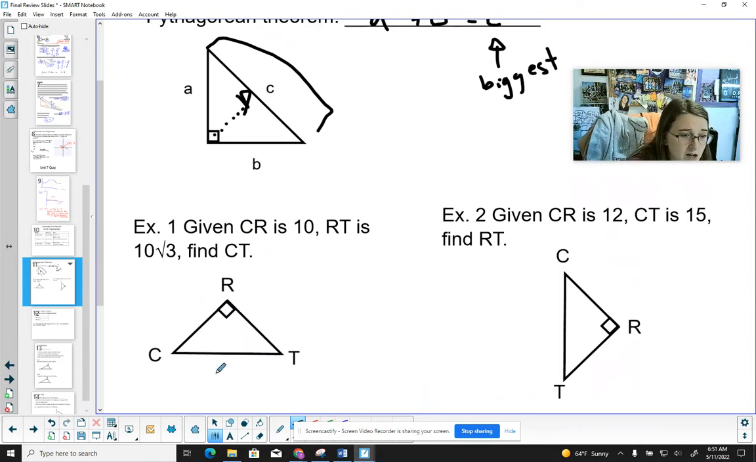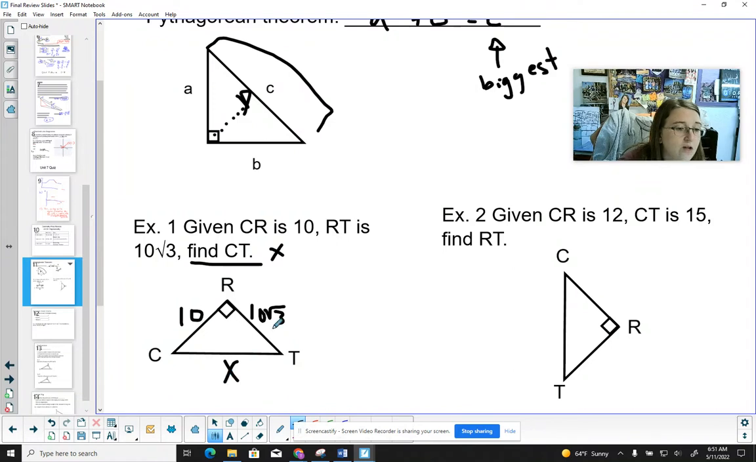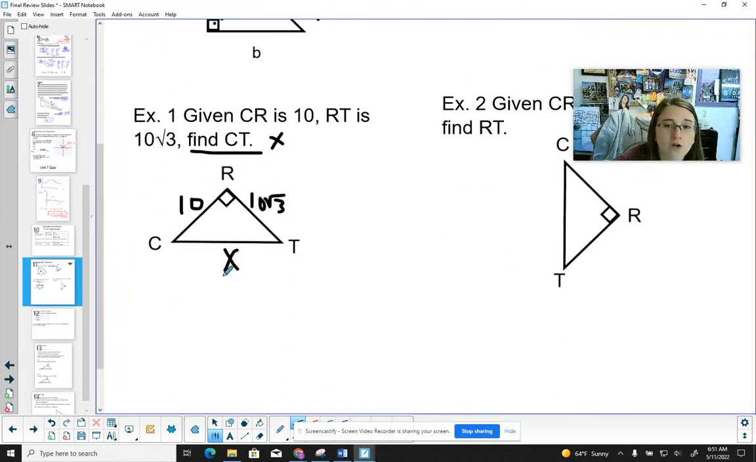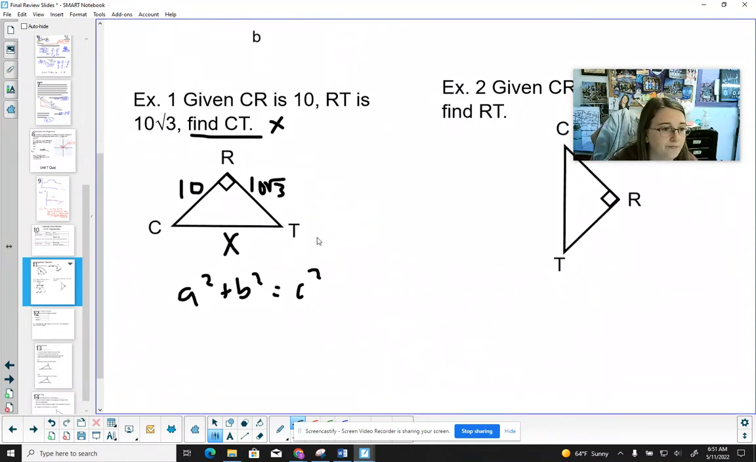Take a second if you guys can and label your picture and then put X by what you're trying to find. So we got CR is 10, we got RT is 10 radical 3, and then it says find CT, and so that's our X. So again, because we know 2 sides, we're trying to find the third, we know we're going to do Pythagorean theorem. There is only one rule, though: the hypotenuse has to go in for C. So whatever is across from the right angle, that's what's going in for C. So take a second and see if you know how to plug in. And more importantly, where is that X going to go?